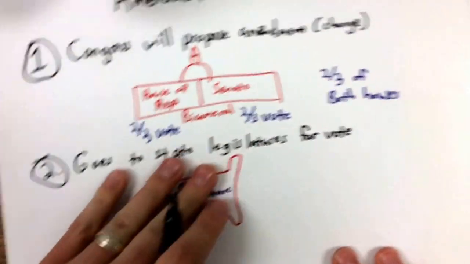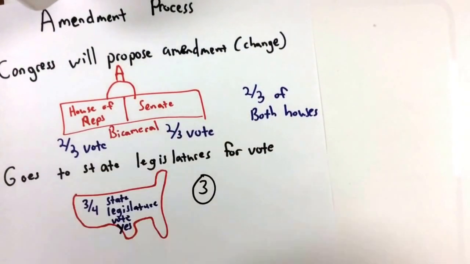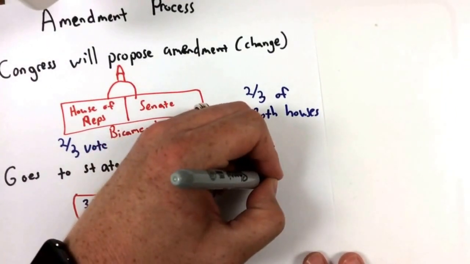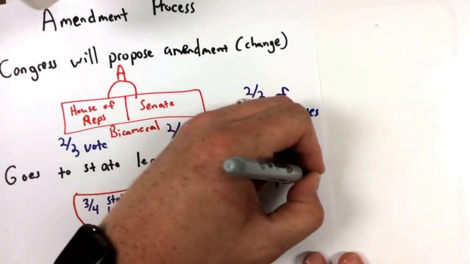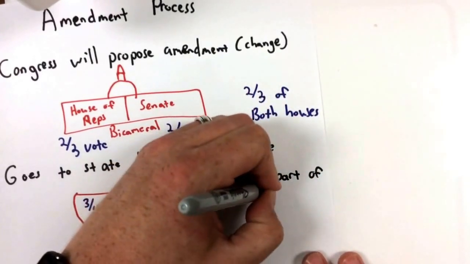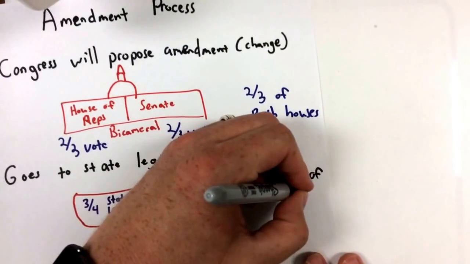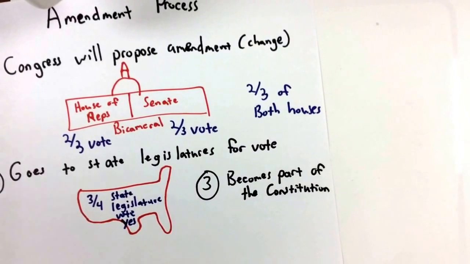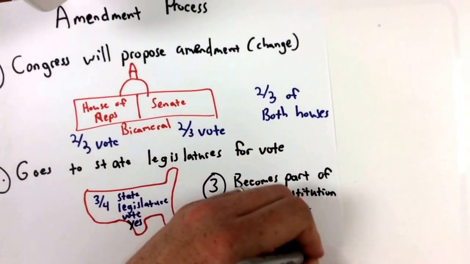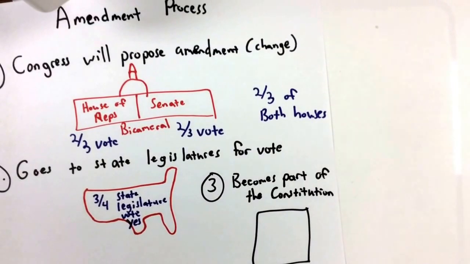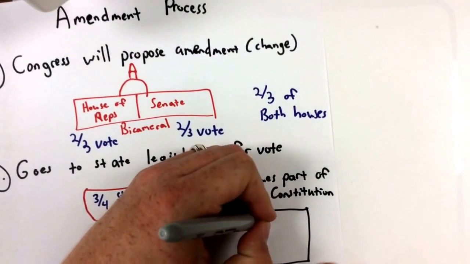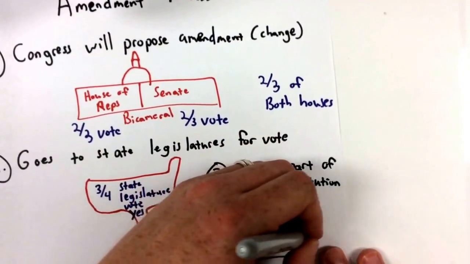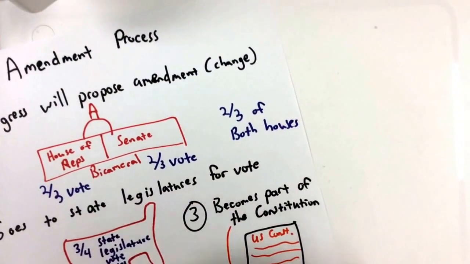In step 3, this is where it becomes part of the Constitution. Once it becomes a part of the Constitution, all we're going to do is just add it to our Constitution at the very end, and it continues on. So these are the 3 steps that we're going to have. We're just going to have this amendment get added in here to the bottom.